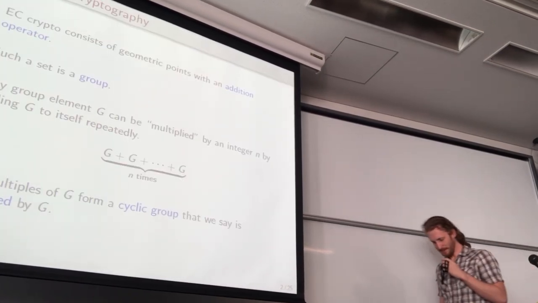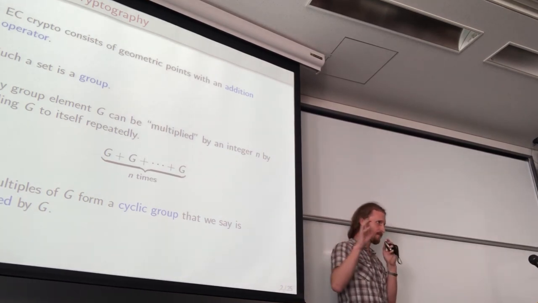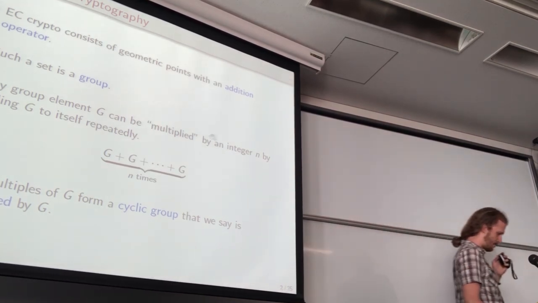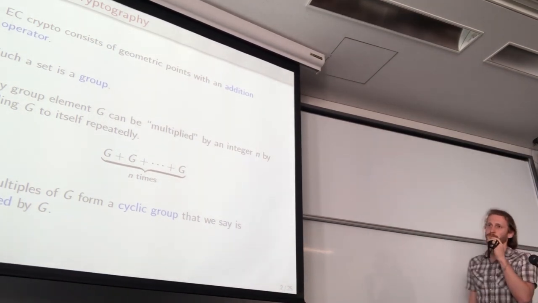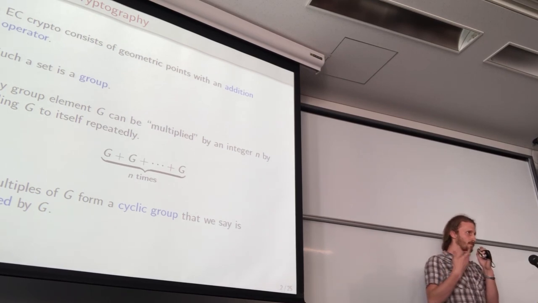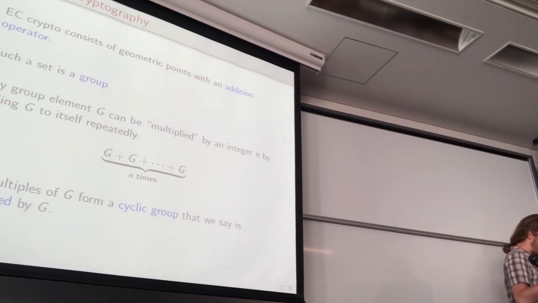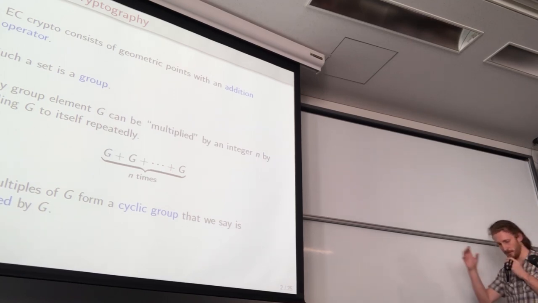So let me start with the mathematical basics here. In math, there's something called a group. A group is a set that has some sort of addition operation. In elliptic curve cryptography, we have such a thing. We have a group of curve points. So all of our objects that we care about are points on a curve.